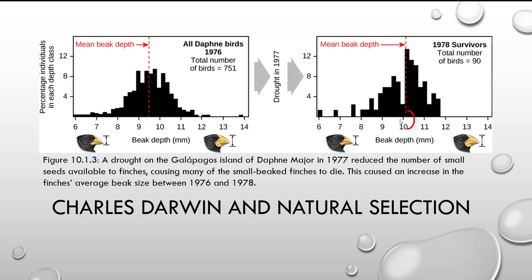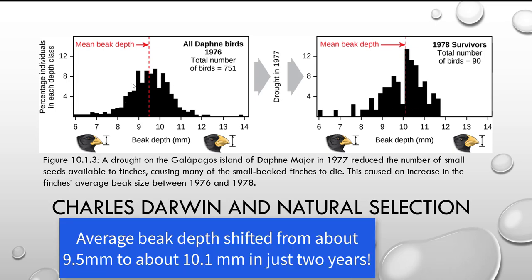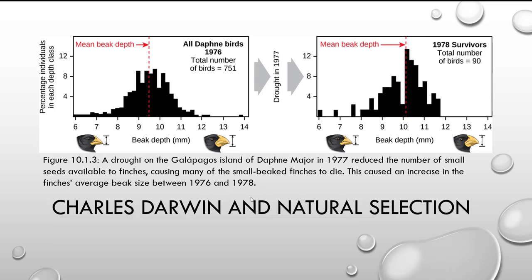And you can see that the average beak depth shifted. So now it's over 10 millimeters. So it went from an average of about 9.5 to a little bit over 10. Okay, so the population shifted. And you can even see that, if I was to draw a little bell-shaped curve here, it's kind of over here, but now it's shifted to the right a bit. Okay. So this is an example of natural selection.